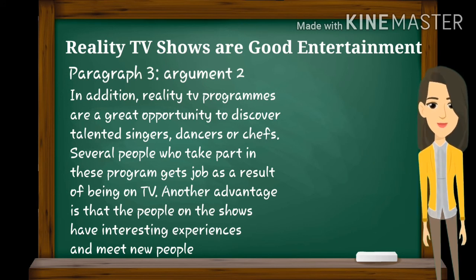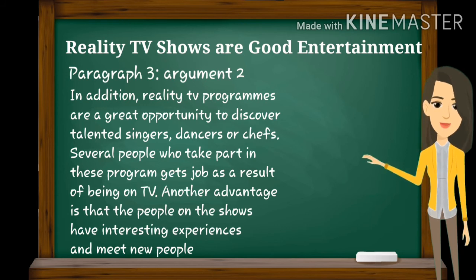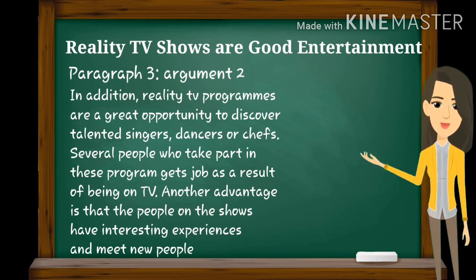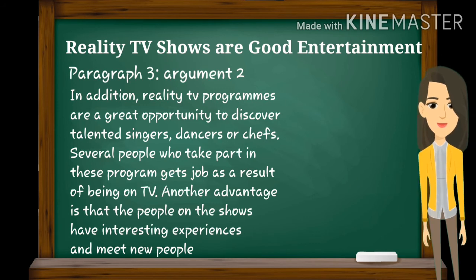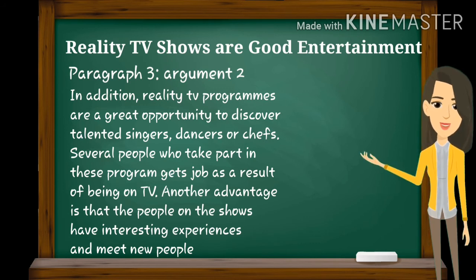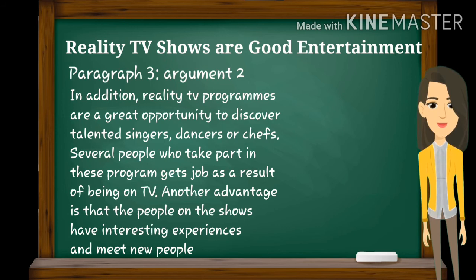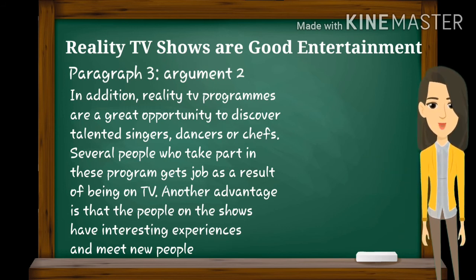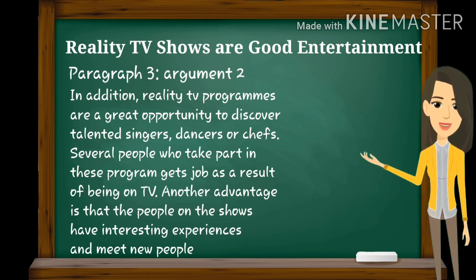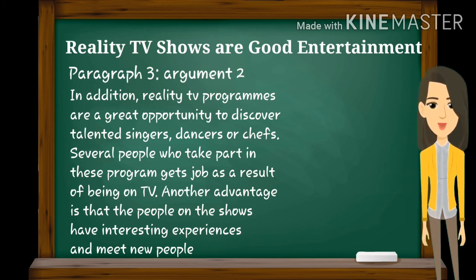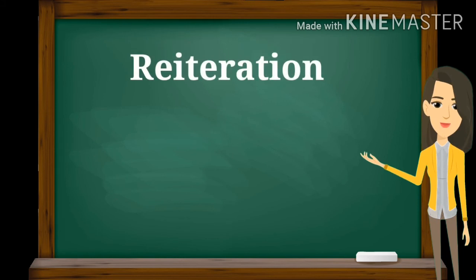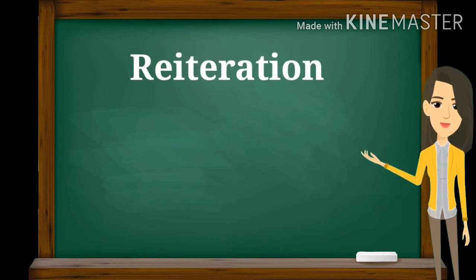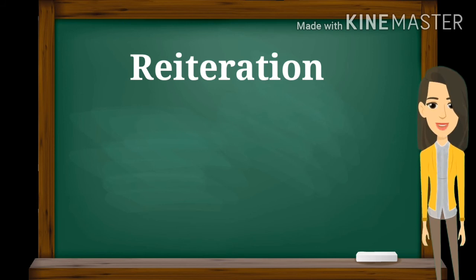Nah, pada paragraf ini kalian bisa melihat bagaimana penulis mendukung tesis yang telah disajikan pada paragraf 1 dengan menyajikan beberapa alasan mengapa acara TV reality show merupakan acara hiburan yang bagus. Penulis juga mengembangkan paragraf argumen ini dengan menyajikan bukti atau contoh yang mendukung argumennya. Okay, now let's have a look at the last part of the analytical exposition text structure, that is reiteration.